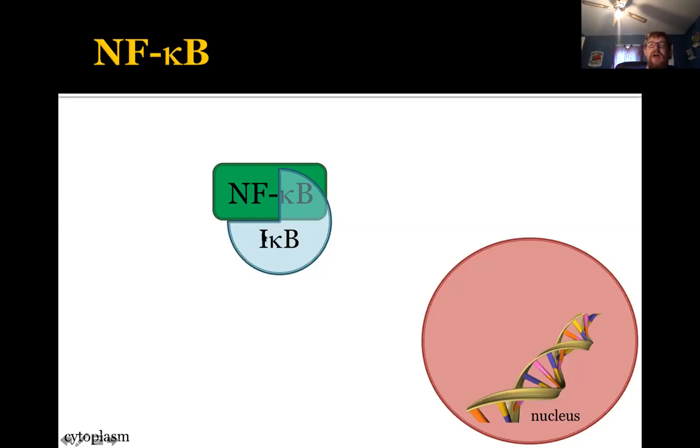NF-kappa B has a protein attached to it called I-kappa B, inhibitor of kappa B. As long as this inhibitor is bound, NF-kappa B cannot enter the nucleus where it acts as a transcription factor.